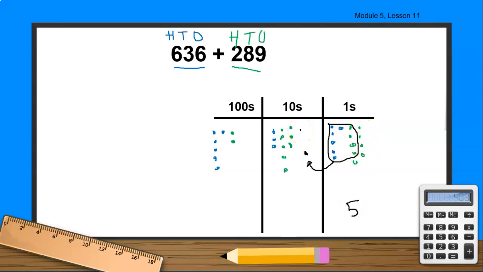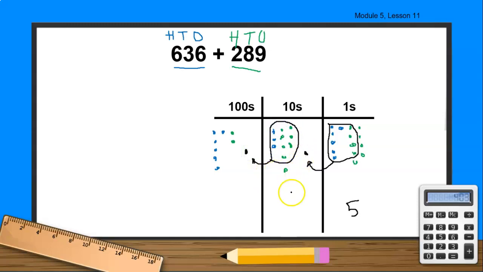Then, after I count the ones, you do key point number 4. Count the tens. 1, 2, 3, 4, 5, 6, 7, 8, 9, 10, 11, 12. Oh, I can't have 12 tens. That means I need to bundle 10 tens. And I bundle them and change them for 100.